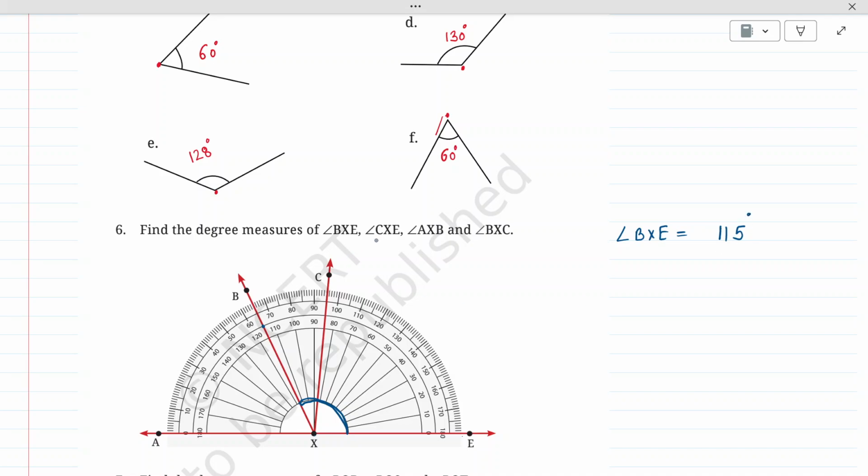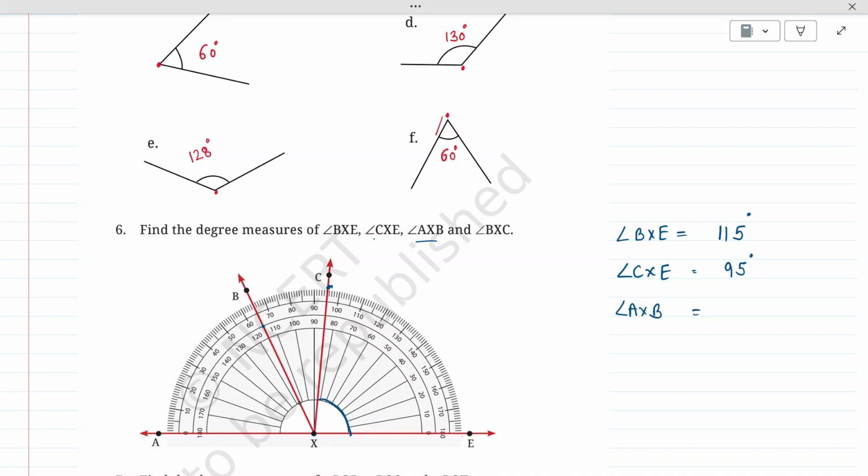Next is CXE, angle CXE. What is CXE? C, X and E. Let me erase the other one so it will be easy. CXE means this particular angle. So again, we can see very well, this is 95. This is in the center of 90 and 100. So this is 95 degrees.